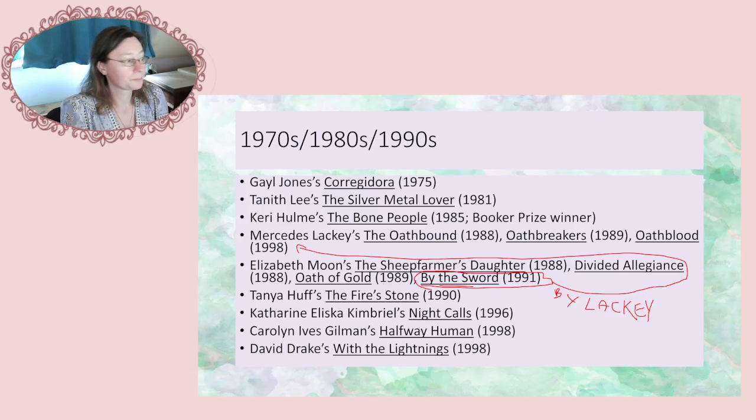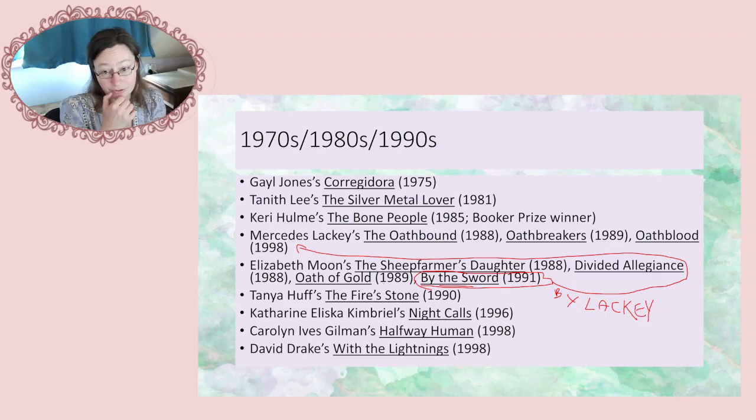I don't know how I missed that one, but there we go. We all make mistakes. Anyway, Elizabeth Moon's Sheep Farmer's Daughter, Divided Allegiance, and Oath of Gold is a 1980s trilogy better known as The Deed of Paxenarian. This does not use the term specifically, if I recall correctly, but it is very clear and very deliberate. We also have The Firestone by Tanya Huff, which again, we don't necessarily have the word used. I don't remember. It's been a very long time since I read this one. But we have very clear and deliberate representation.